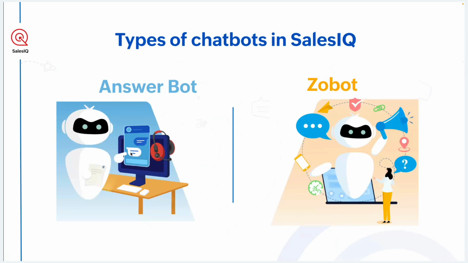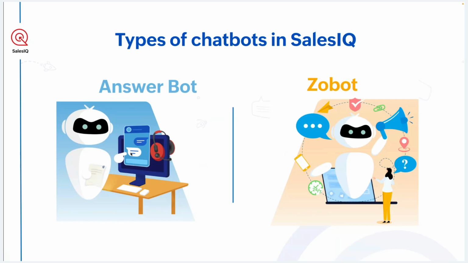For those who are new here, we have two types of chatbots in SalesIQ. One is Answer Bot and the other is Zobot. Answer Bot, as the name suggests, answers frequently asked or routine questions. Let's say you're a business getting a large number of frequently asked or basic questions on a daily basis. You don't have to sit up, take those chats and answer them. Bots can do that for you.